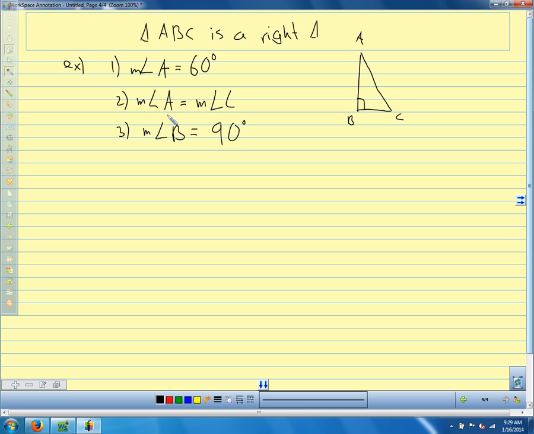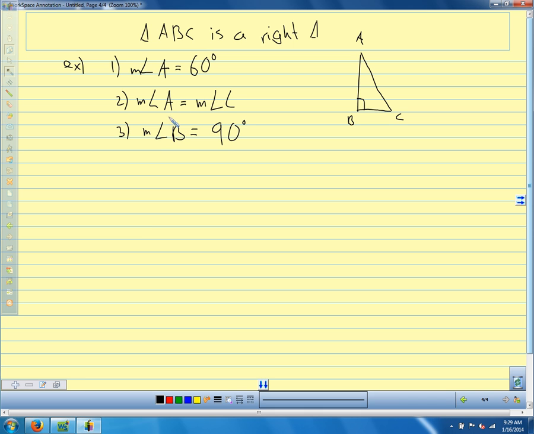Let's look at 2 and 3 together to see why those two can happen at the same time. The measure of angle B is 90, and A and C are the same. What would angle A and angle C have to be? These two angles are the same, and they have to add up to what for my triangle to be 180? If this is 90, what do these two have to be together? They have to be 90 together, and if they're equal, what is each one? 45. So 2 and 3 would describe a 45, 45, 90 triangle.